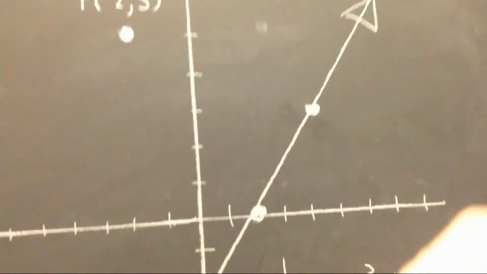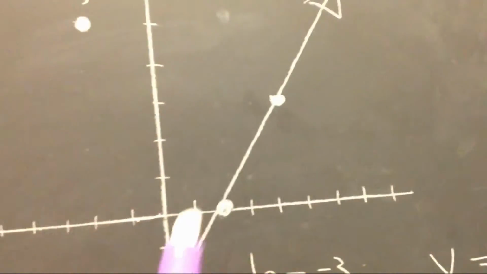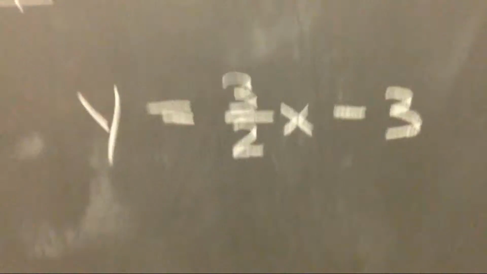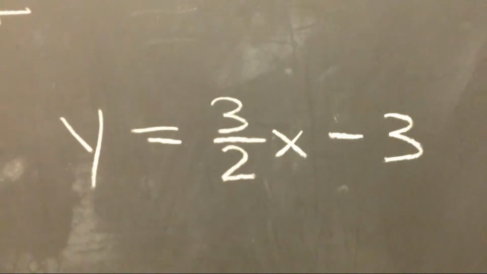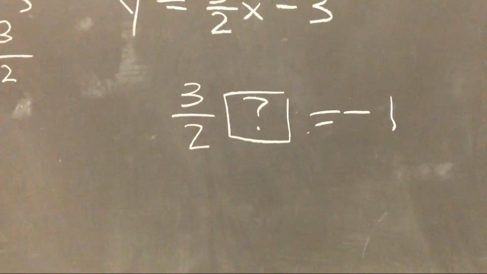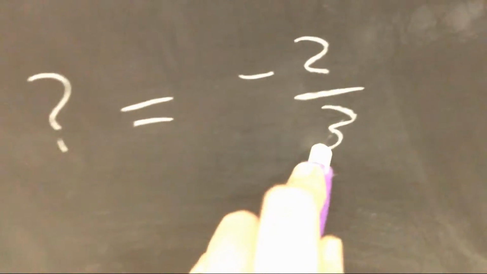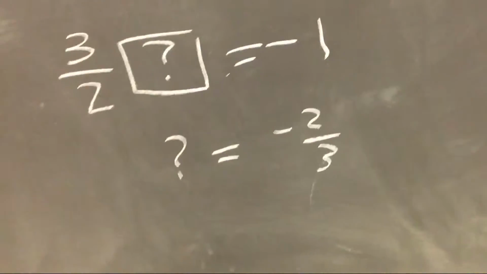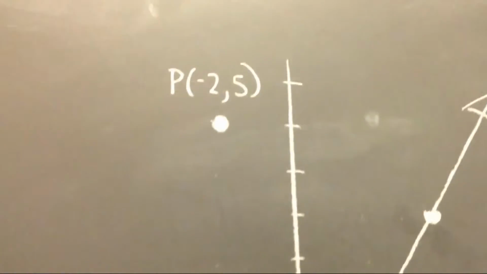Well, what that means is that now that I know the slope of this line right here, I can now find the perpendicular slope. So the question is, what mystery number multiplies by 3/2 to give me -1? So 3/2 times what mystery number is -1? Well, the answer to the mystery number is -2/3. So that means that the slope that joins point P perpendicular to this line is -2/3.